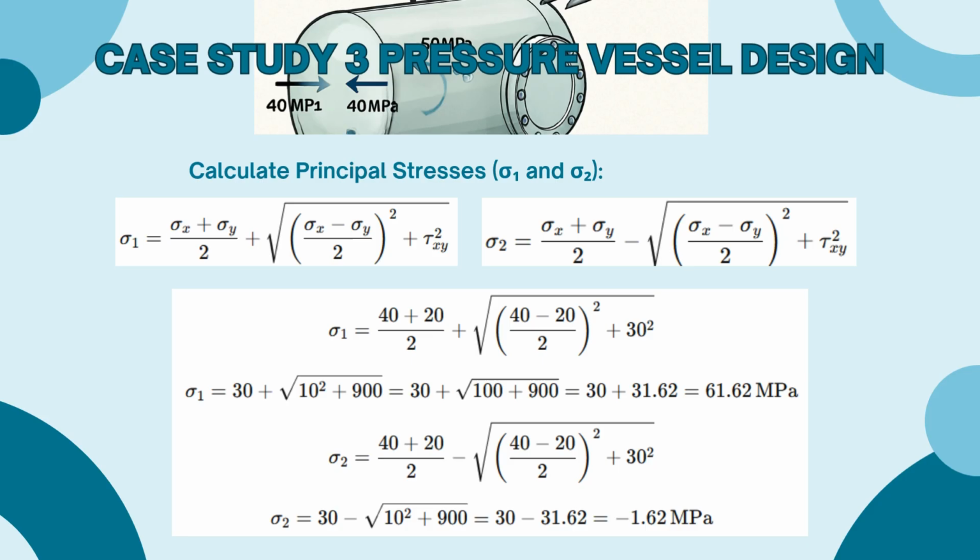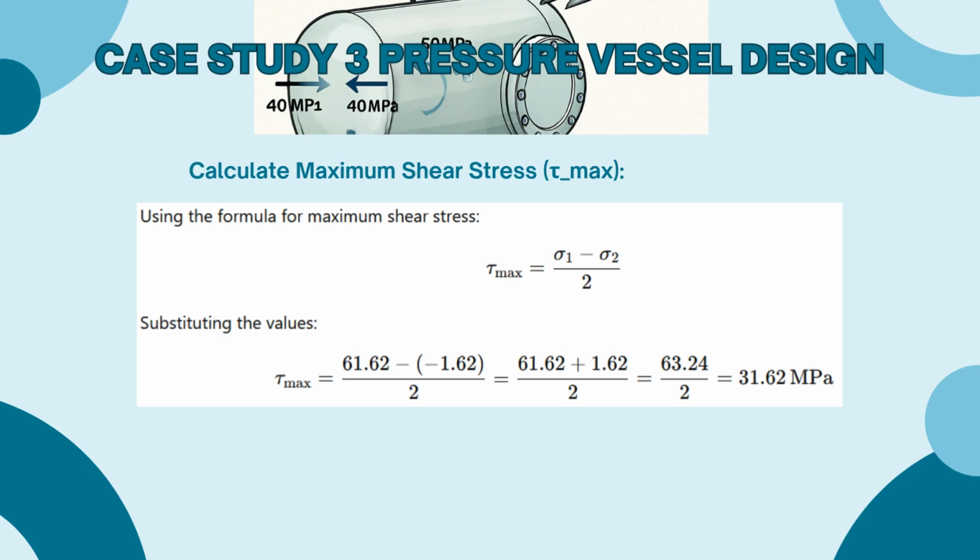Let's now calculate the principal stresses, sigma 1 and sigma 2, for the pressure vessel. Given the following stresses, sigma x equals 40 megapascals, normal stress in the x direction, sigma y equals 20 megapascals, normal stress in the y direction, tau xy equals 30 megapascals, shear stress. We use the principal stress formulas. Thus, the principal stresses are sigma 1 equals 61.62 megapascals, sigma 2 equals minus 1.62 megapascals. These values help us understand the stress distribution within the vessel, which is essential for its structural integrity under pressure.